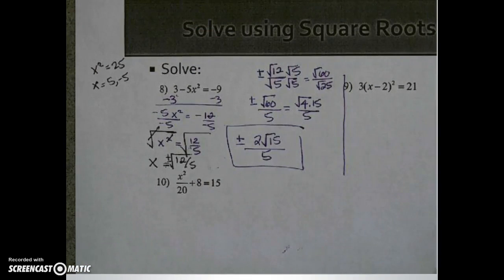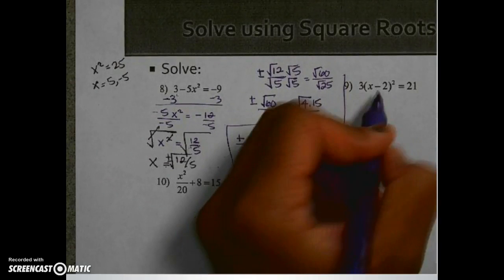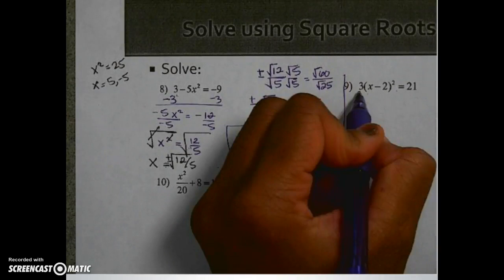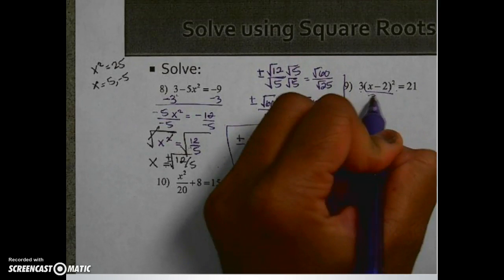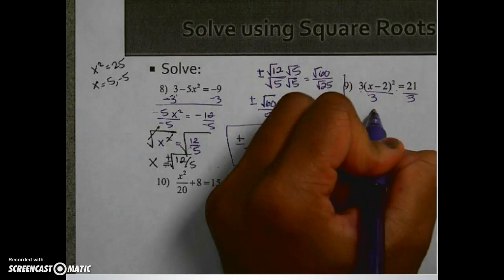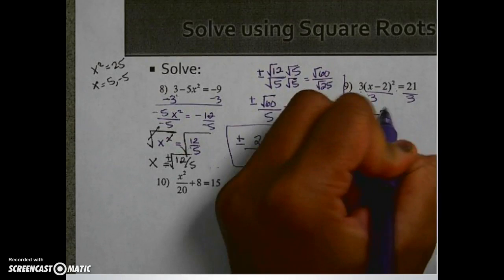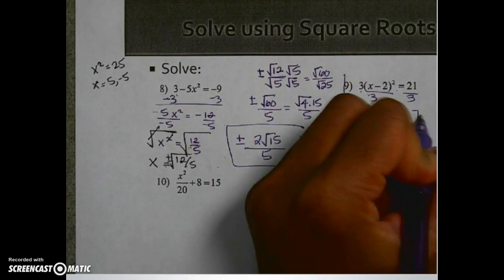Number 9, they get nice and friendly, I promise. So before I can get rid of this squared, I want to get rid of this 3. Can't distribute it because this is the quantity being squared, so I'm going to get rid of it by dividing by 3. And I have x minus 2, the quantity squared, equals 7.